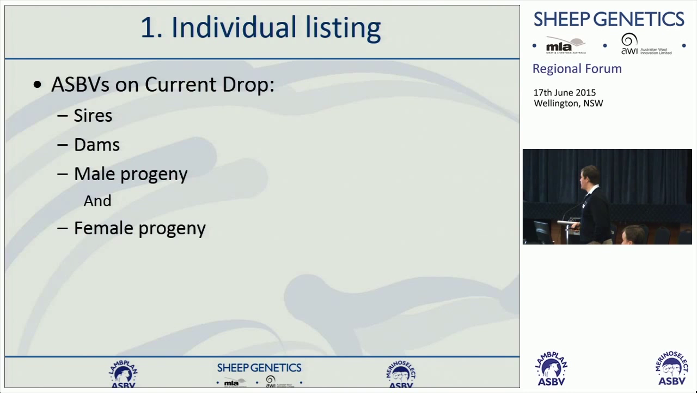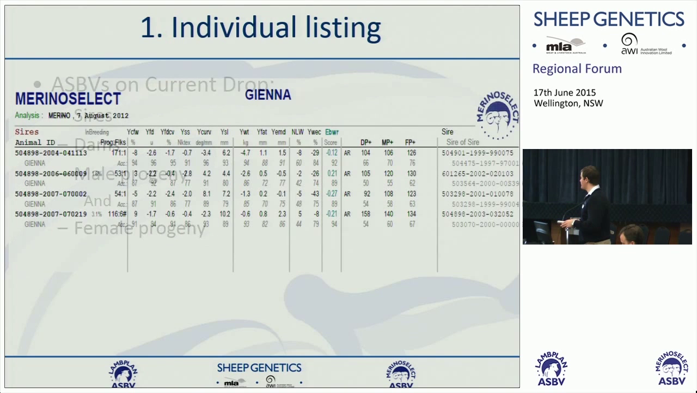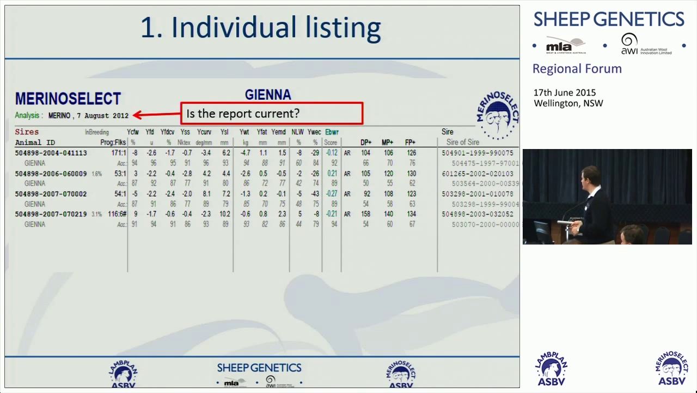You'll get a list of your sires, your dams, and your male progeny and your female progeny for the current drop. Okay, so this is what we'll see. And this is a Marina Select example. So a few things you should be looking at is, 1, is the report current? Okay, probably not, this is a bit old.